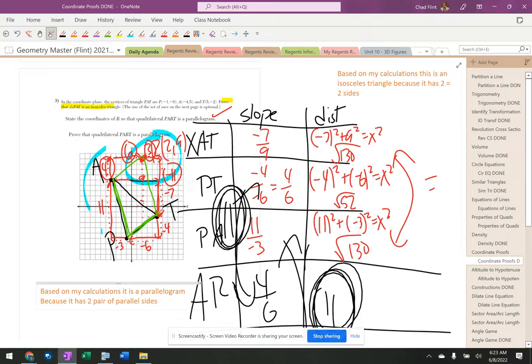So it normally would either be just finding that it's an isosceles triangle or finding the point and saying it's a parallelogram. One of the two, not two at the same time.